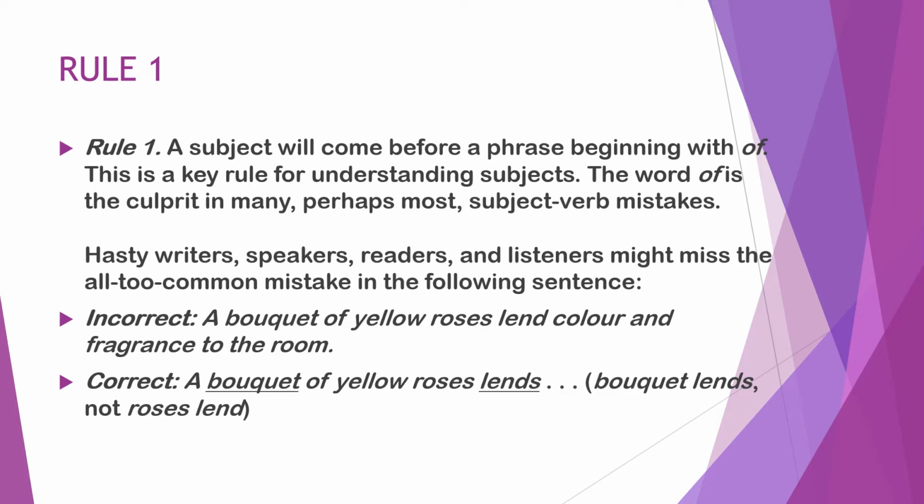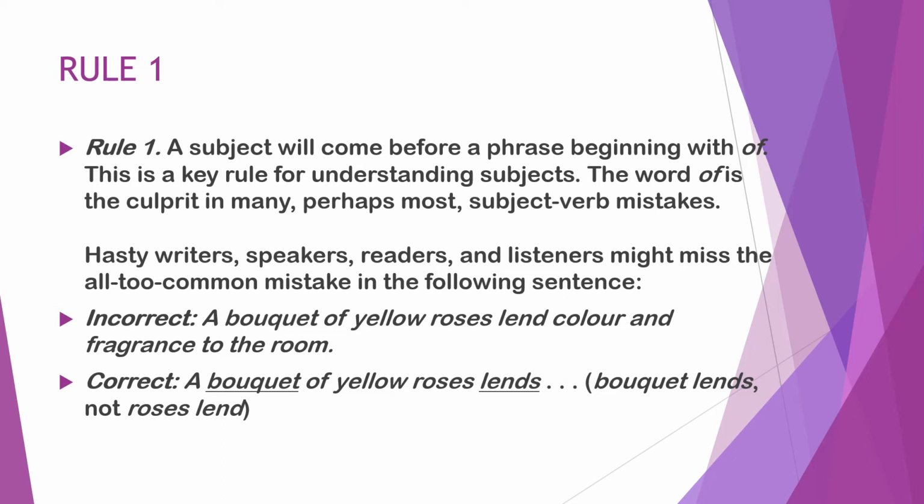Rule number 1. A subject will come before a phrase beginning with of. This is a key rule for understanding subjects. The word of is the culprit in many, perhaps most, subject-verb mistakes. Hasty writers, especially when you're in a hurry, speakers, readers, and listeners might miss the all too common mistake in the following sentence. It's not correct to say a bouquet of yellow roses lend color and fragrance to the room, because you've just said the word roses, so you assume that it's plural.